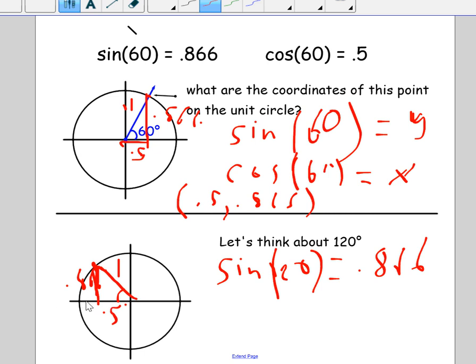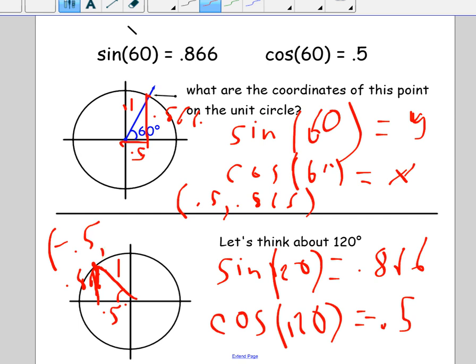But the x values in this quadrant are negative. If we go along the x-axis on this side, we're looking at negative x's. And that is why the cosine of 120 degrees is equal not to positive 0.5 but to negative 0.5. It's the same triangle, but the x-coordinate at this point is negative. We've got an x-coordinate of negative 0.5 and a y-coordinate of positive 0.866.